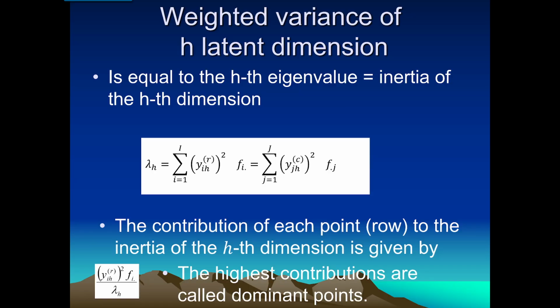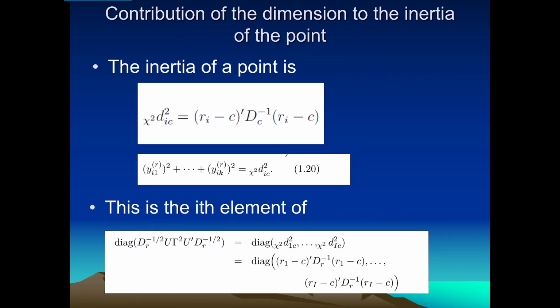And then you can do the same. That is, you can see what is the contribution of each dimension to the inertia of the point. The inertia of the point is the square distance.